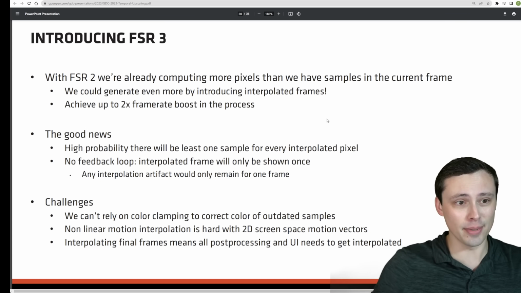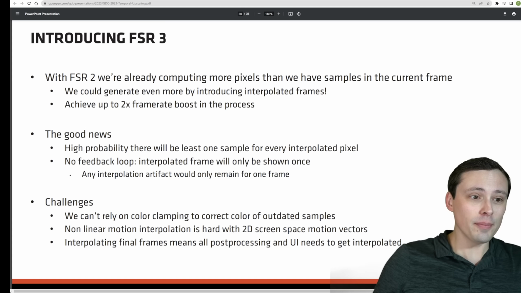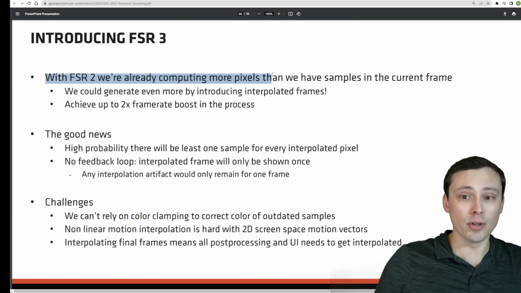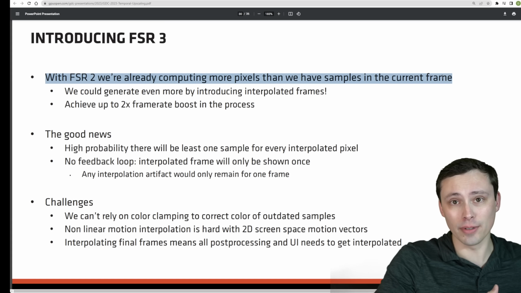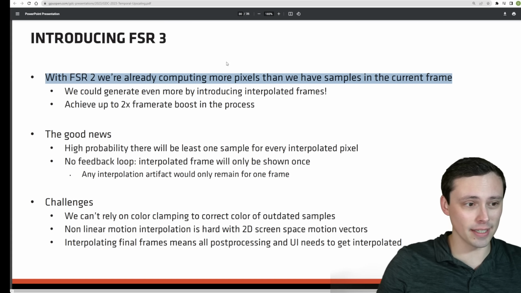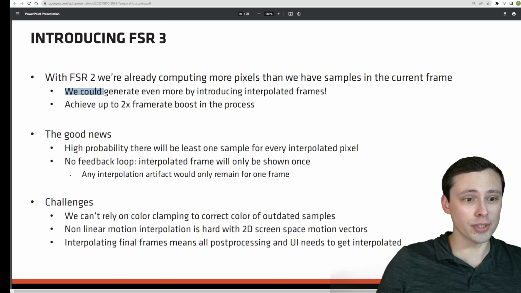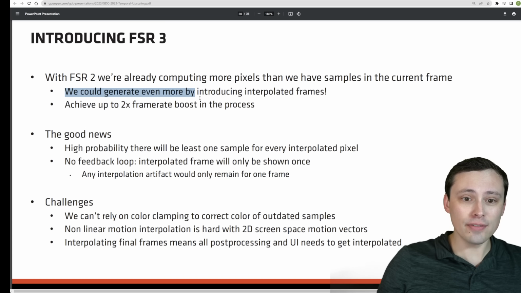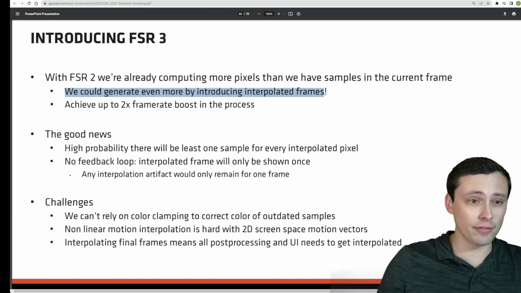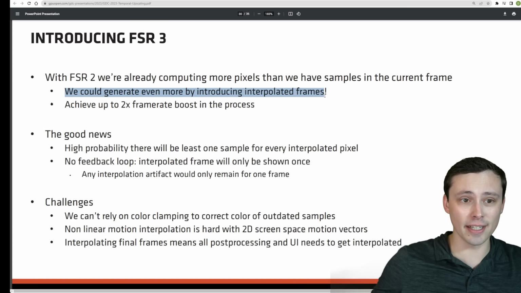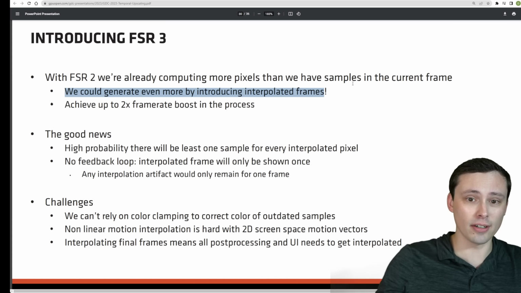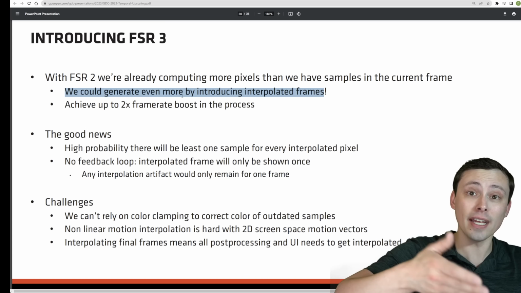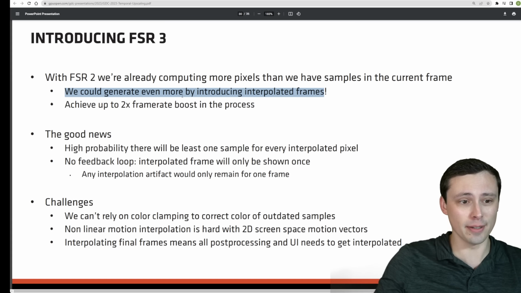the most excited about. So, they're mentioning that with FSR2, we're already computing more pixels than we have samples in the current frame, talking about upscaling, lowering the game to a lower render resolution, and outputting an image that has more resolution than your input. We could generate even more by introducing interpolated frames. So they are very clearly saying that FSR3 is interpolating frames, which is also what DLSS 3 does, frame generation. It also interpolates frames. You insert fake frames in between two real frames.